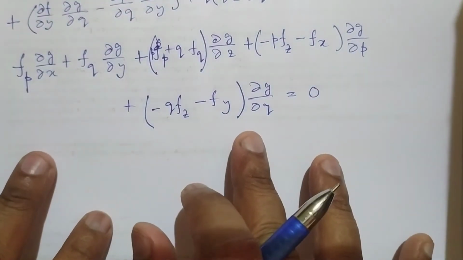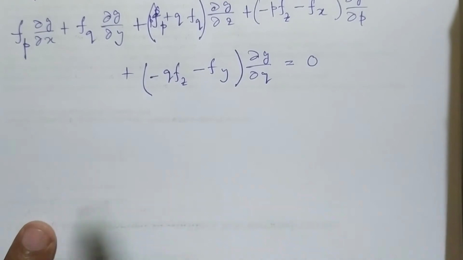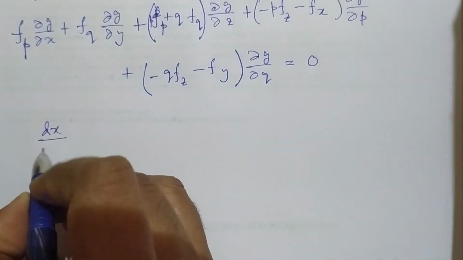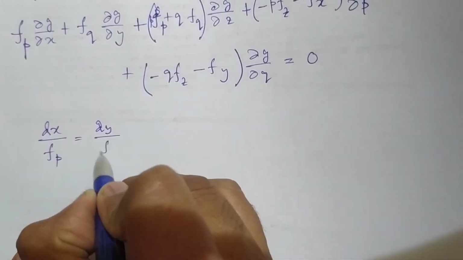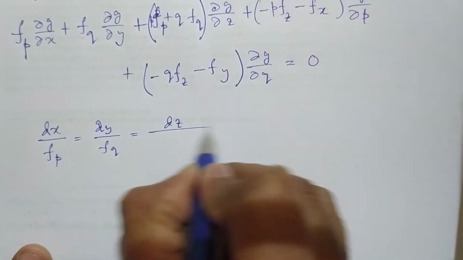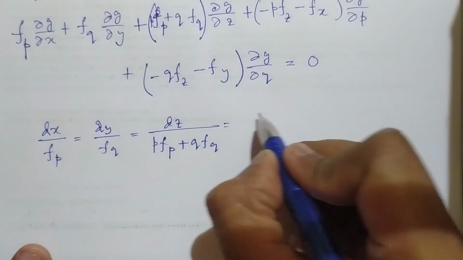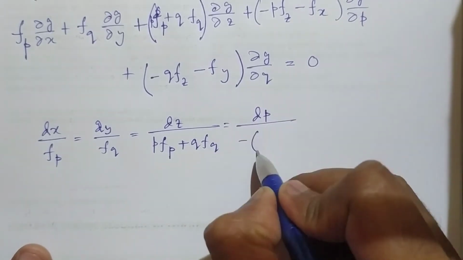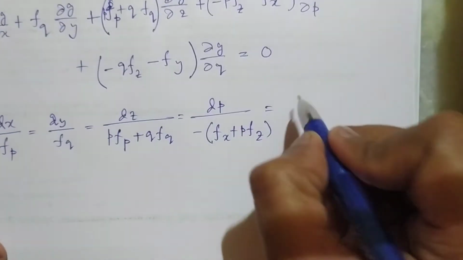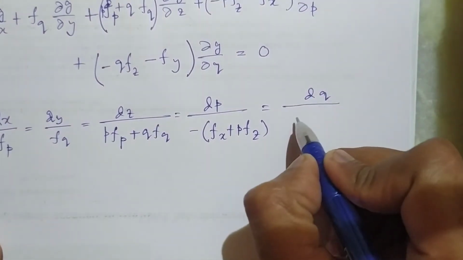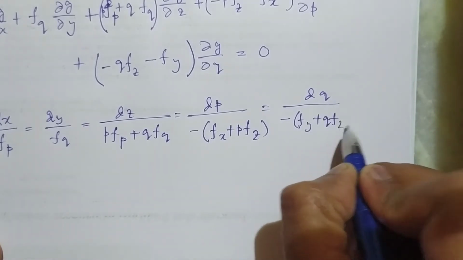Now see, this is like the Lagrange's equation itself, right? So from there we can write the auxiliary equation as dx over f p, dy over f q, dz over p f p plus q f q, is equal to dp over minus f x plus p f z, equal to dq over minus f y plus q f z.